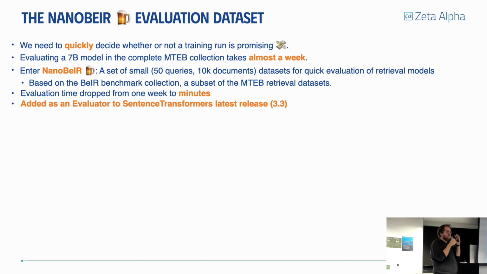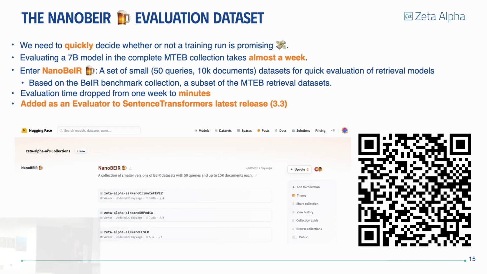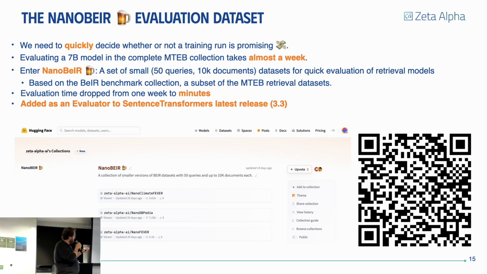So we can quickly use the same thing that we use for evaluation. The dataset is on Hugging Face, all the data are on Hugging Face. Now it's part of Sentence Transformers as well to evaluate these models quickly.